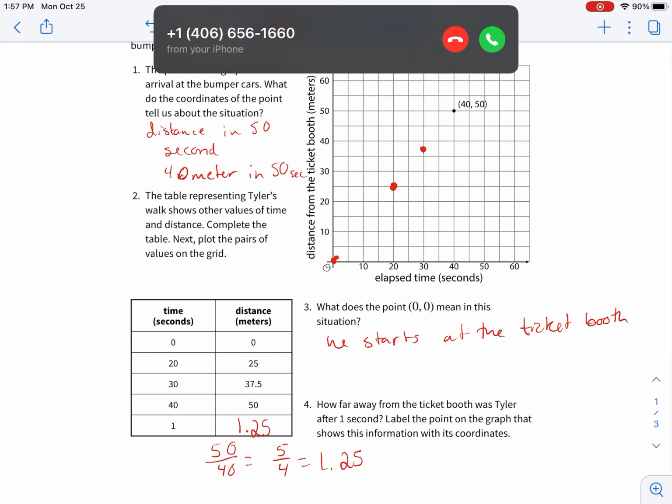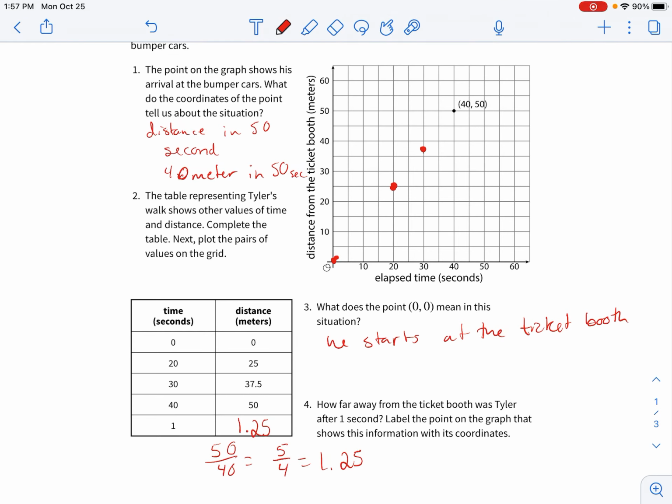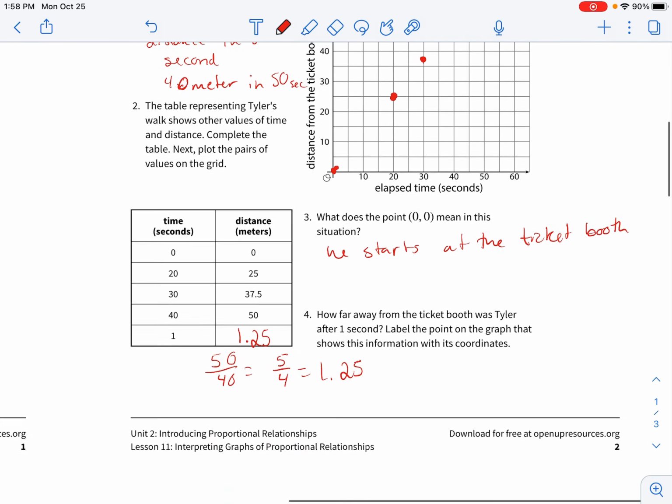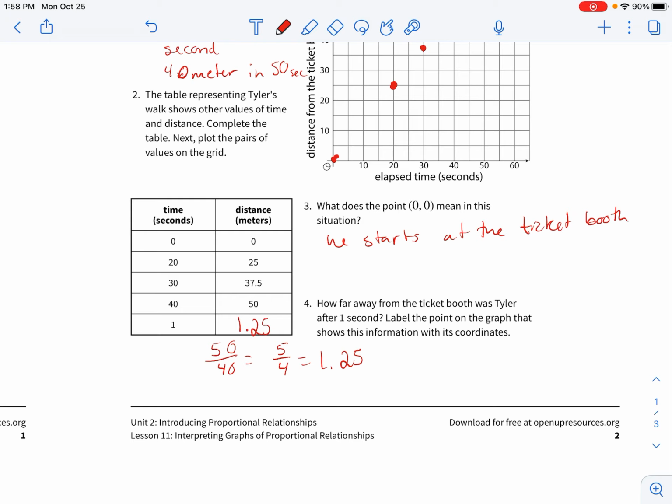Right, he's right there, so he's away. So he starts at the ticket booth. That's what that 0, 0 means in this situation. Okay, 4, how far away from the ticket booth was Tyler after 1 second?